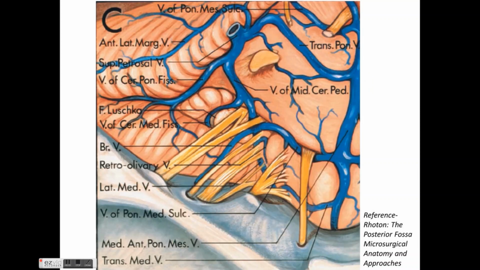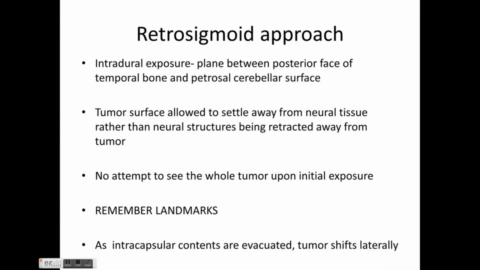Now coming to the retrosigmoid approach, the intradural exposure is between the plane of the posterior face of the temporal bone and the petrosal surface of the cerebellum. It is important to know that the tumor surface should be allowed to settle away from the neural tissue rather than neural structures being retracted away from the tumor. There should be no attempt to see the whole tumor upon initial exposure. It is always important to remember the landmarks, because anatomy in the CP angle is most important. So always remember the meatal relationships and the brainstem relationships of the facial nerve.